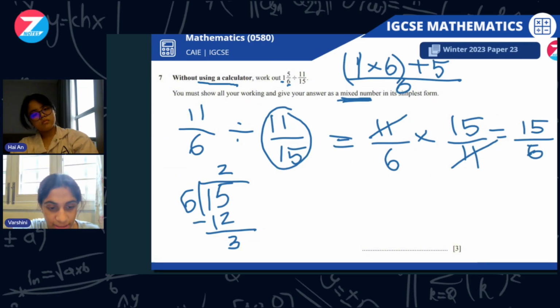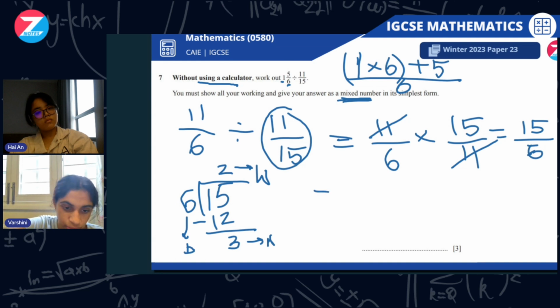So now that we have it in this format, we leave it like this. We don't divide it any further. And we know that this is going to be the whole number, this is going to be the numerator, and this is going to be the denominator. So that's just going to be 2, 3 by 6.